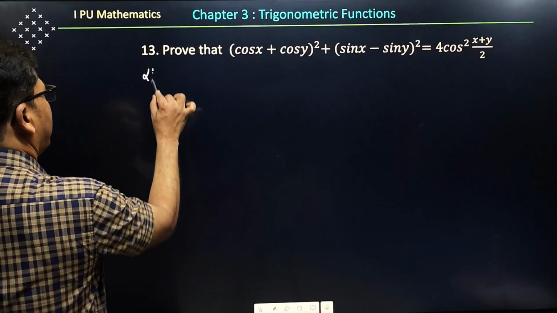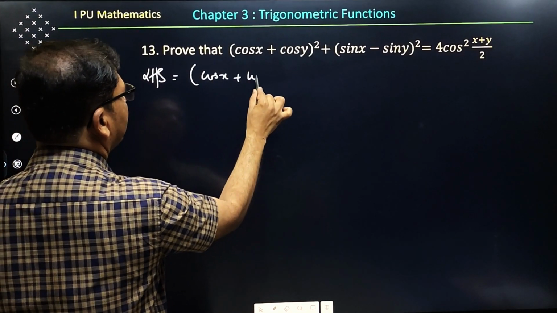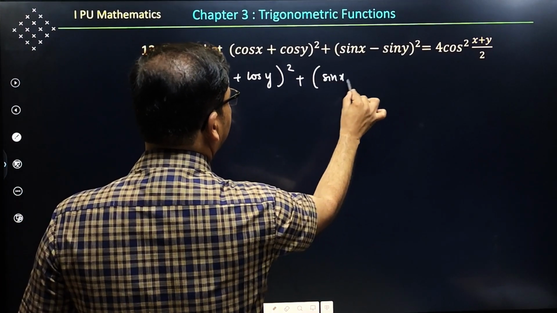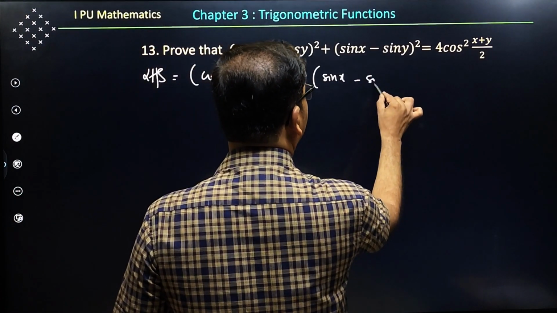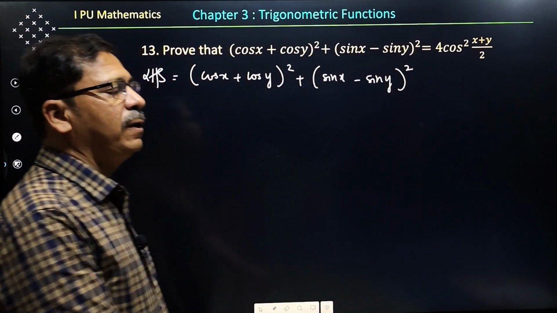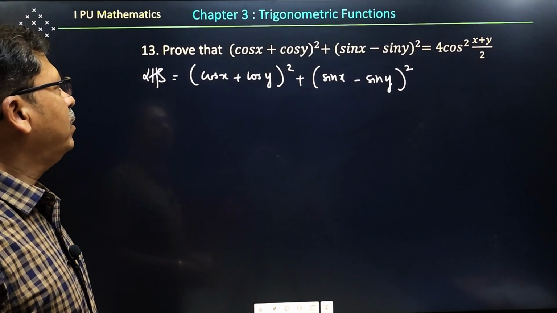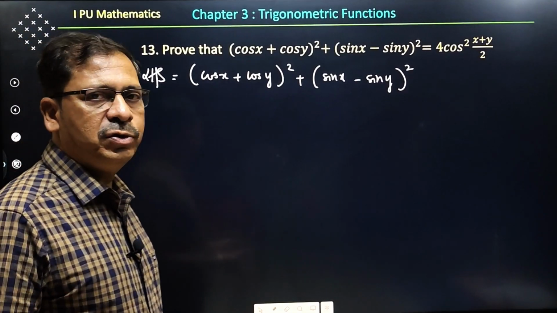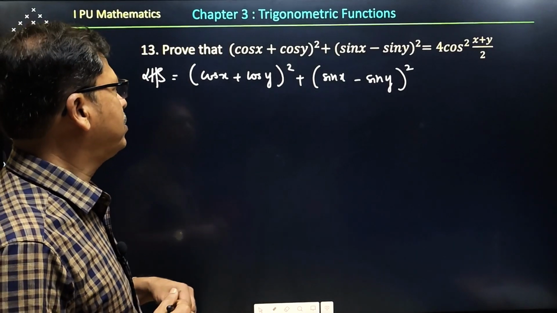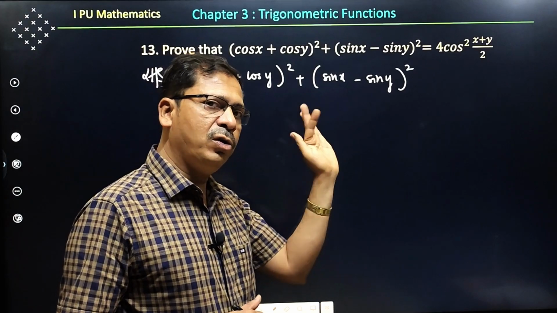Let me take the LHS part. Cos x plus cos y raised to the power 2 and then sin x minus sin y which is raised to the power 2. See what you need to prove. Once we need to use the formula cos c plus cos d. Next time we need to use the formula sin c minus sin d. Recall the formula cos c plus cos d. 2 cos into cos relation is there. Sin c minus sin d, 2 cos into sin is there.